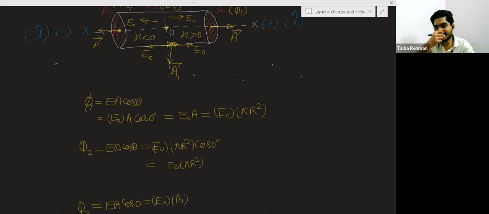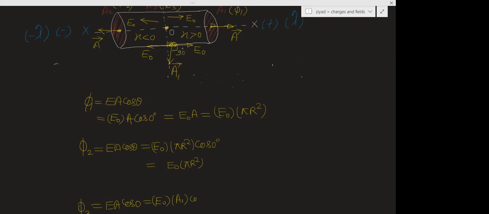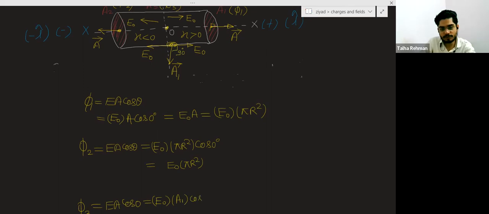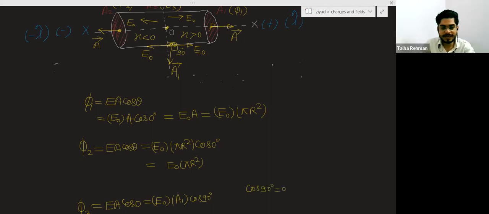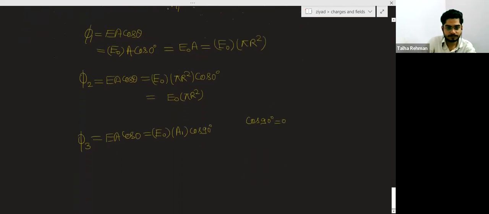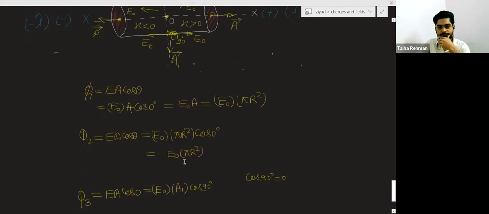What is the angle between the electric field and the area at this time? This is 90 degrees now. So you will write here cos 90 degrees, and the value of cos 90 is 0. Cos 90 will be 0, so phi 3 will become 0.